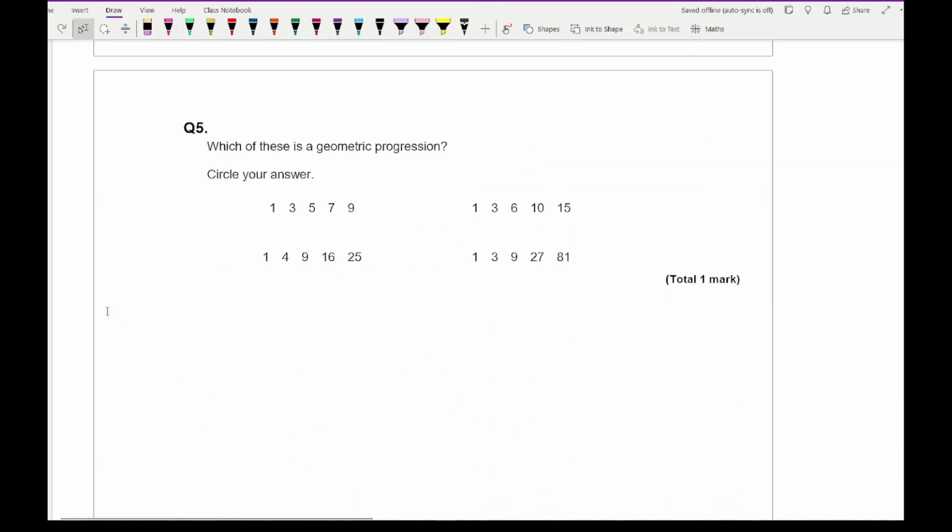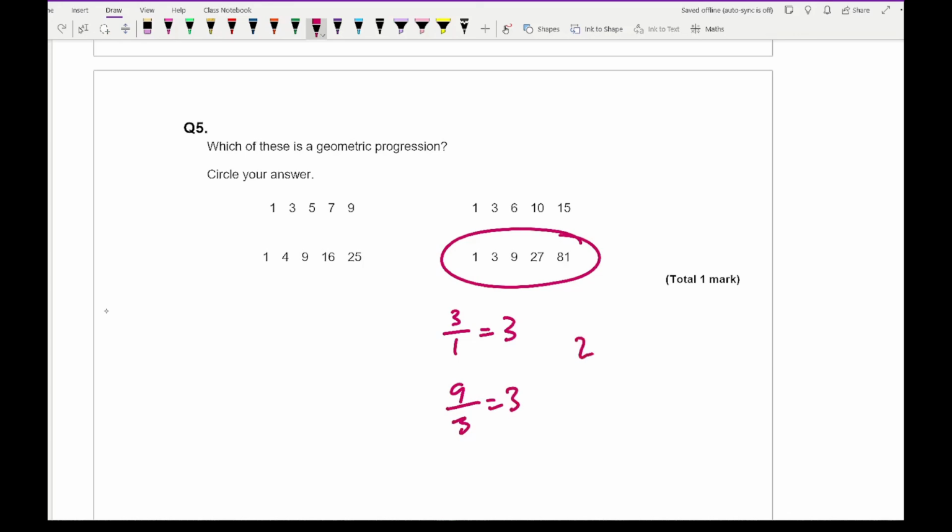Then moving on to question 5, it says which of these is a geometric progression. Again, all I've got to do is divide 2 consecutive numbers, or 2 sets of consecutive numbers, to see which one is correct. I could say straight away that this one is going to be the correct answer, because if I take any 2 terms, 3 over 1 equals 3, 9 over 3 equals 3, 27 over 9 equals 3, and 81 over 27 equals 3. If I did that with any of the other options, I would notice that each of these numbers would be different.